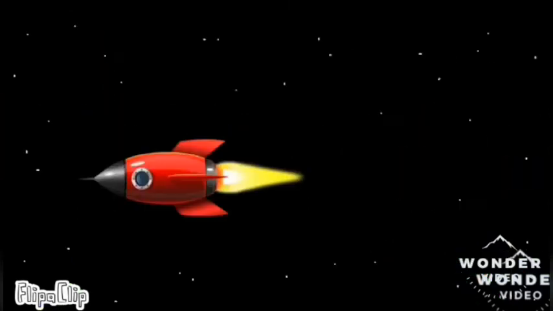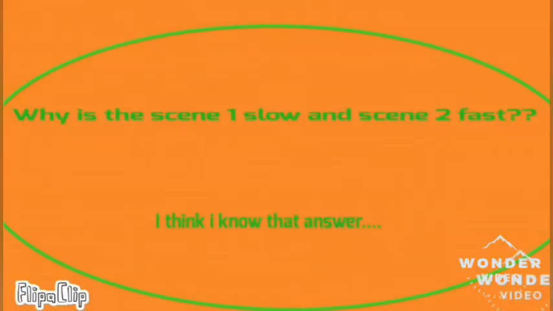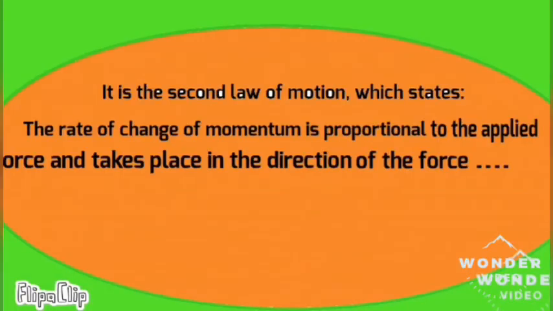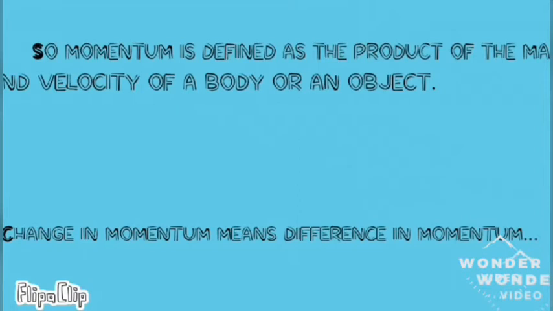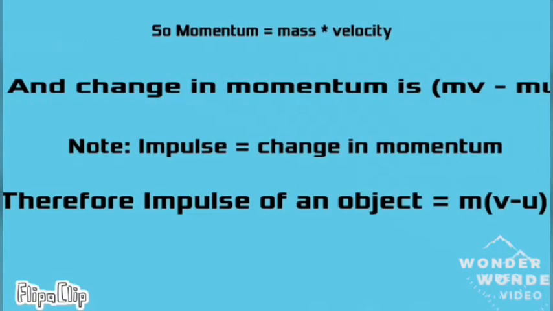Scene 1. Scene 2. Why is scene 1 slow and scene 2 fast? It's because of the second law of motion, which is stated below. Momentum is defined as the product of mass and velocity of a body. An impulse is the change in momentum.